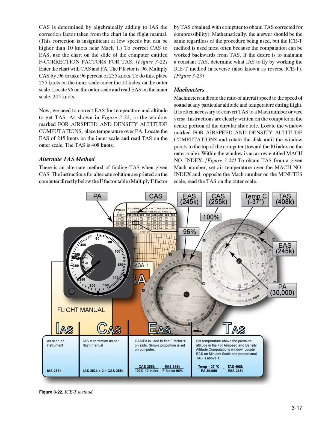Alternate TAS method. There's an alternate method of finding TAS when given CAS. The instructions for the alternate solution are printed on the computer directly below the F factor table. Multiply the F factor by the TAS obtained with the computer to obtain TAS corrected for compressibility.